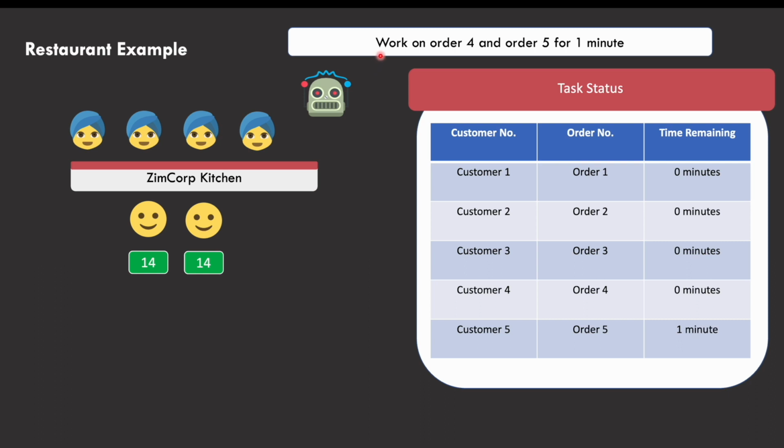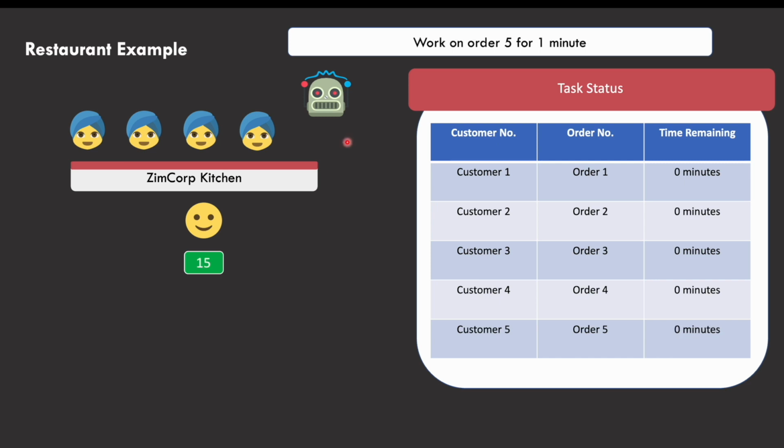So what the scheduler says is work on order number 4 and order number 5 for 1 minute each. So as you know, order number 4 had only 1 minute remaining, and now it's 0 minutes remaining, and order 5 had 2 minutes remaining, so now it is 1 minute remaining. Okay, by this time customer 4 and customer 5 have been waiting for 14 minutes. So finally, finish order 4, customer 4 can leave, and now customer 5 remains. Work on order 5 for 1 minute is what the scheduler says.